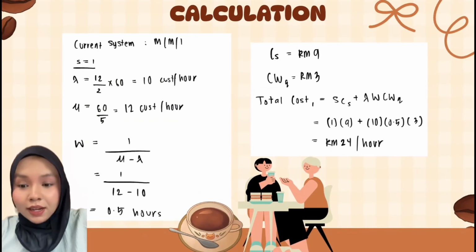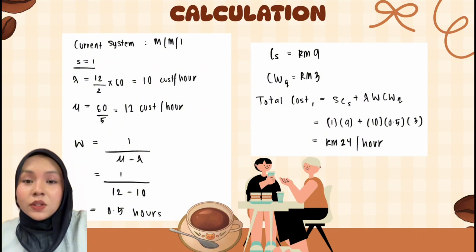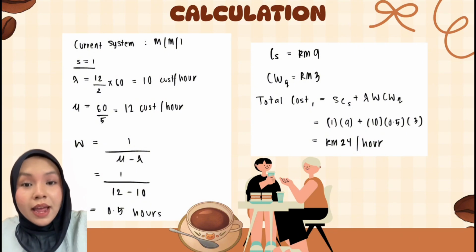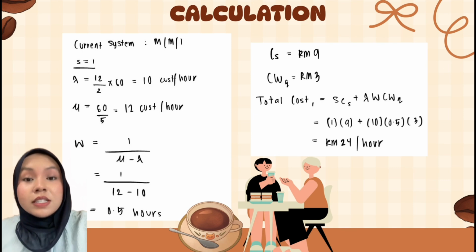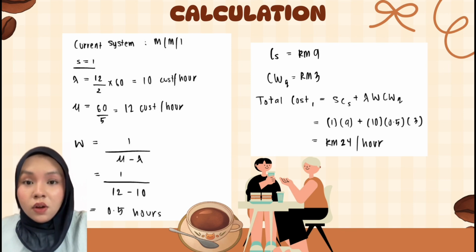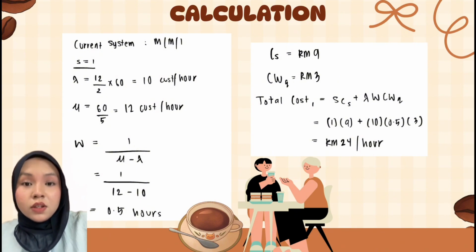So now the calculation. The current system, Gigi Coffee has 1 worker, so S equals 1. So we have lambda and mu. Lambda is 10 customers per hour and mu is 12 customers per hour. In this question, we need to find W, which is the average time a customer spends in the system. So we include all the information that we have: 1 over 12 minus 10. So we got 0.5 hours average time for the customer in the system.